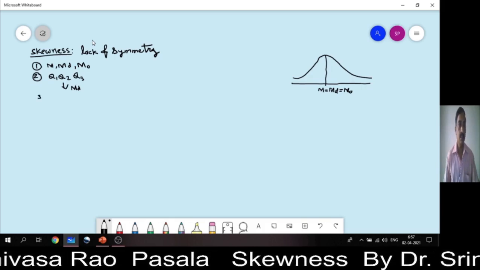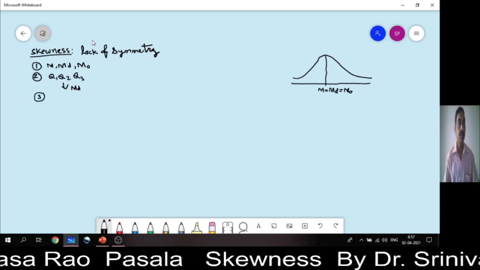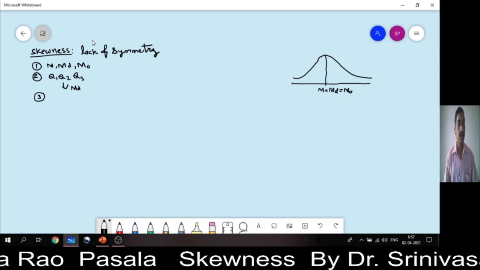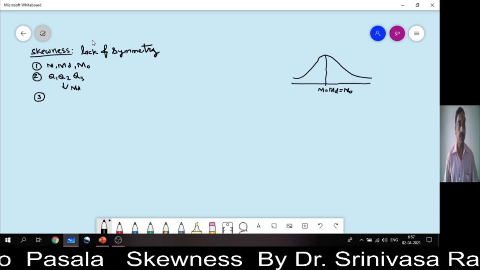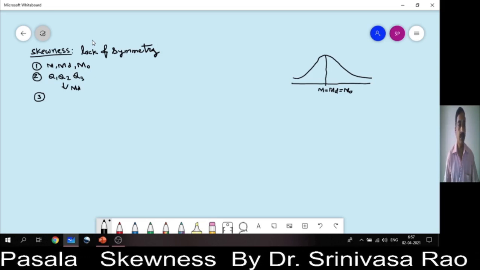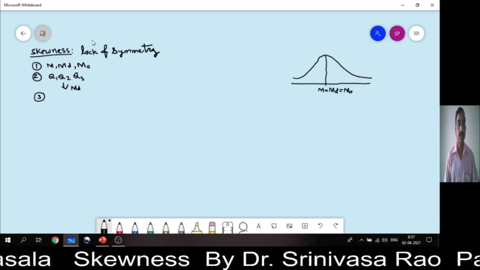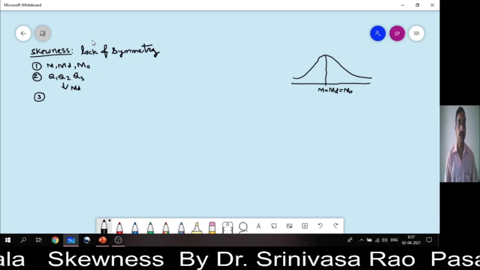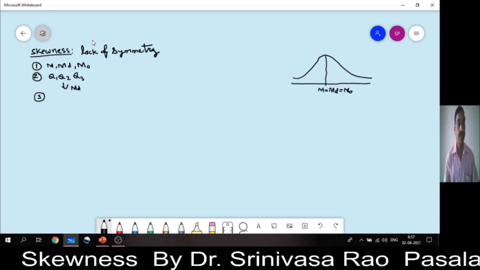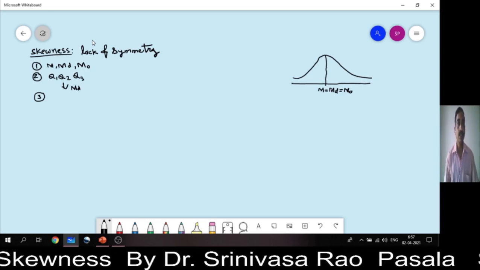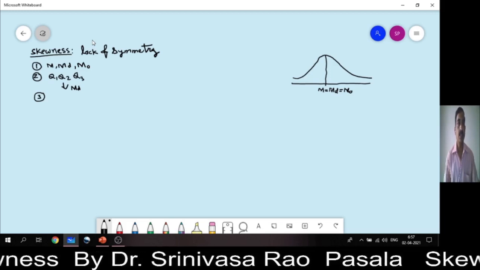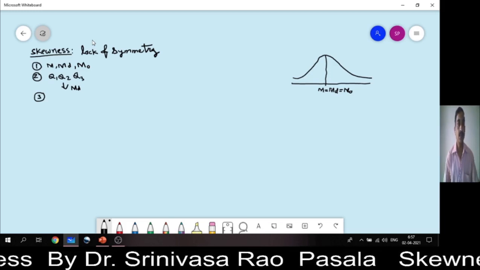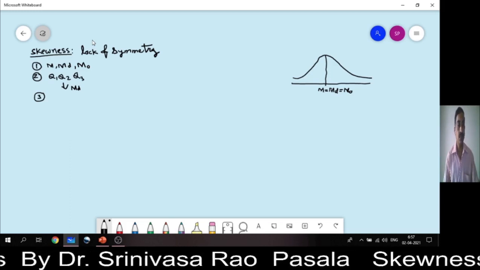The third one is, suppose you draw a frequency distribution curve based on the given data, one side of the curve is stretched more than the other. So these three characteristics we observe in any skewed distribution.